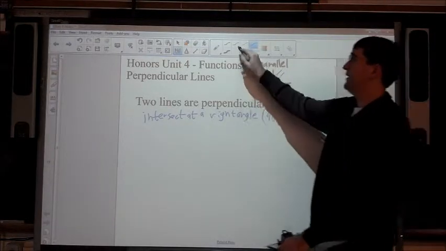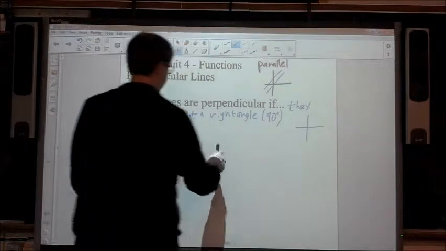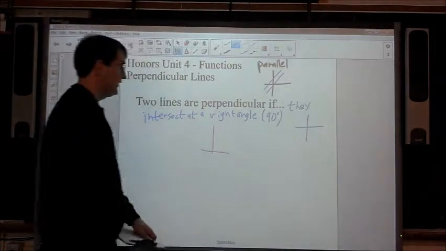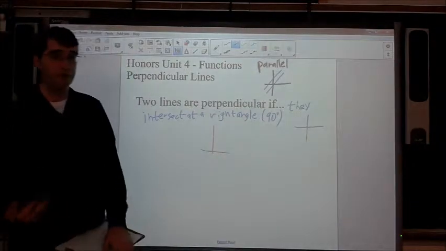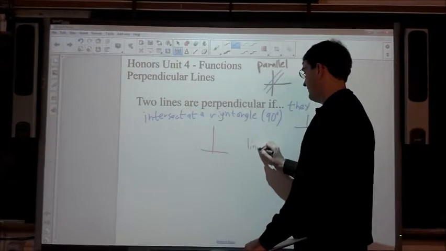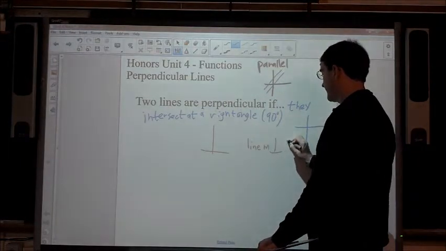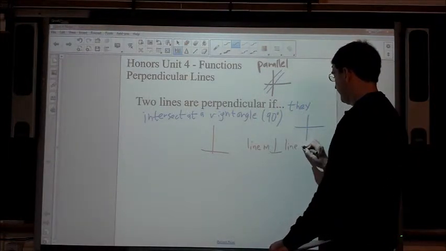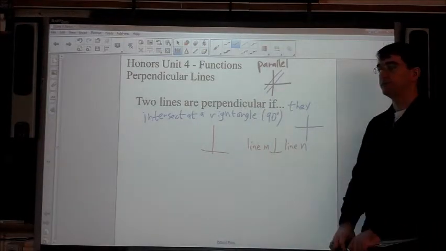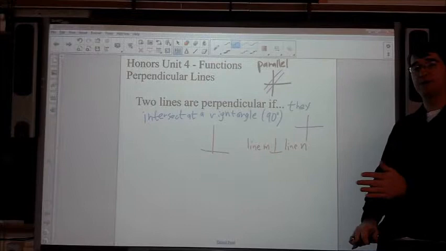There's a symbol that we use for when two lines are perpendicular, and it's to do this little upside down T. So this means, if you see this symbol, that means automatically that the two lines are perpendicular. So if you have line M is perpendicular to line N, then, well, that's what that means. It means that they're perpendicular to each other. So the question is, how do we know?